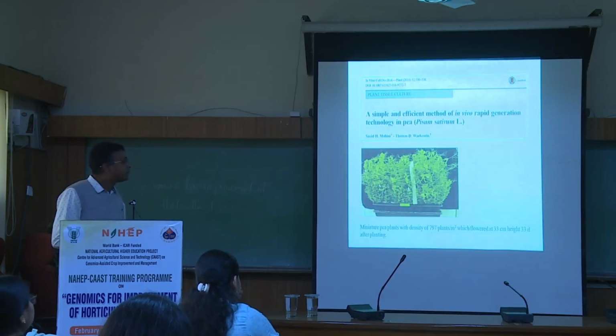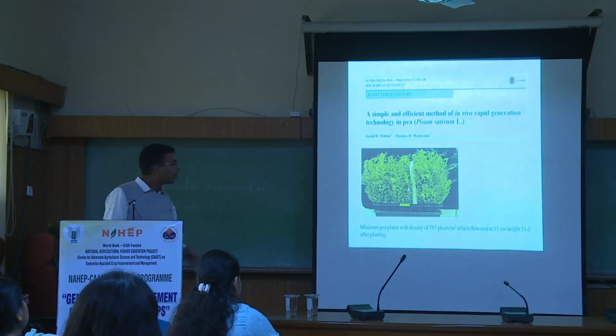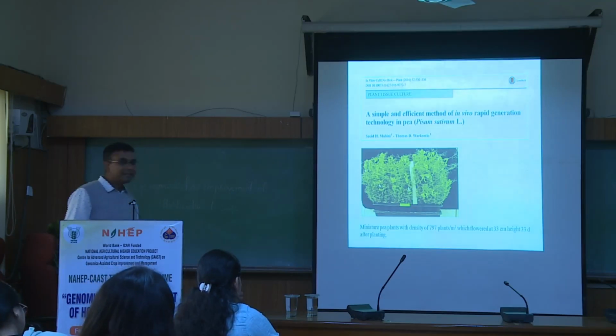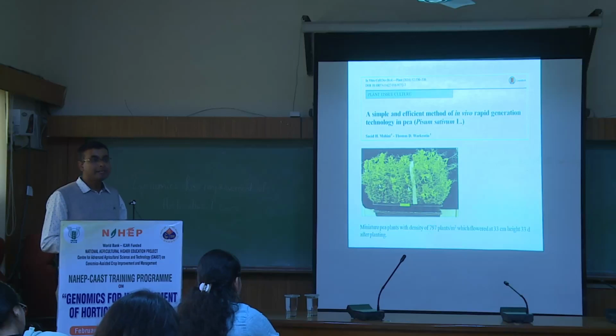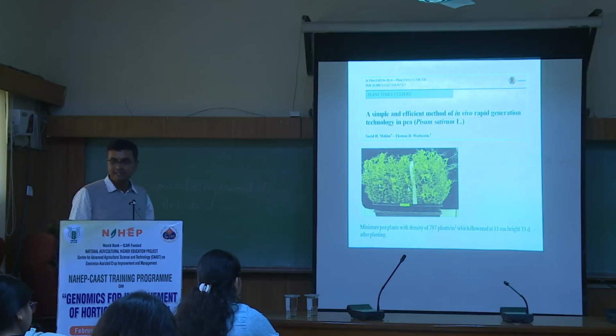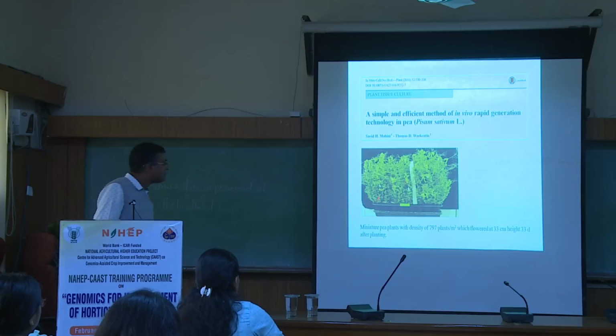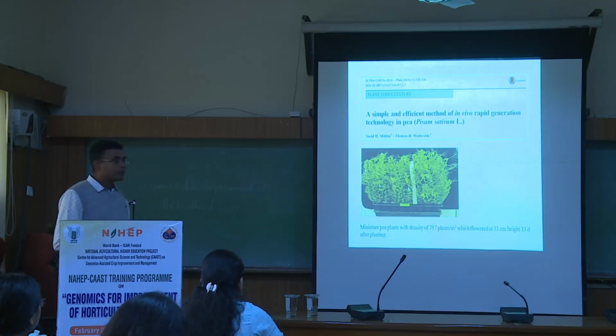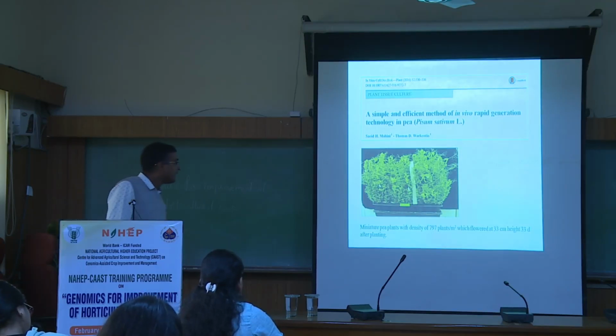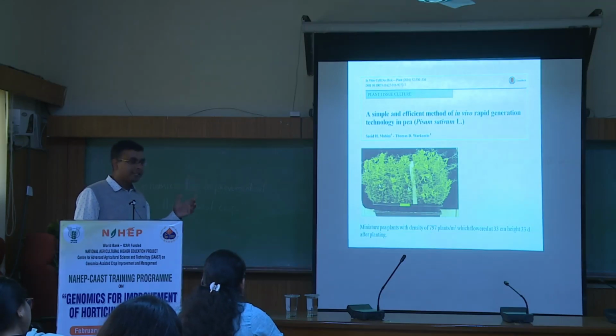And one example in the pea. In the garden pea, the objective was to develop a RIL population, recombinant inbred lines, for mapping certain traits. So the RIL population they have developed within 2 years, 1.5 years precisely. They have done a certain kind of protocol using some modified soilless media as well as certain growth regulators. And they have done very dense planting. You see 797 plants per square meter. Very dense planting, and pea is a self-pollinated crop.